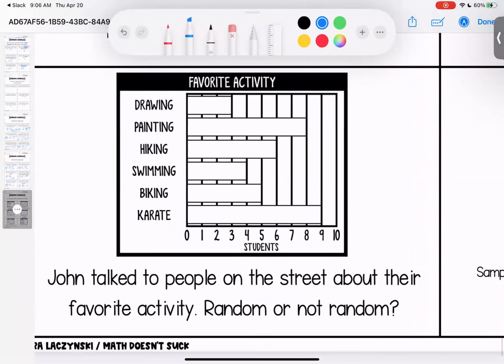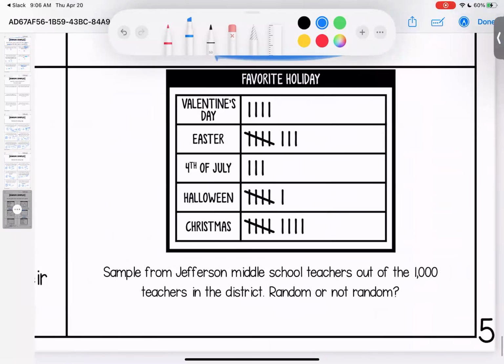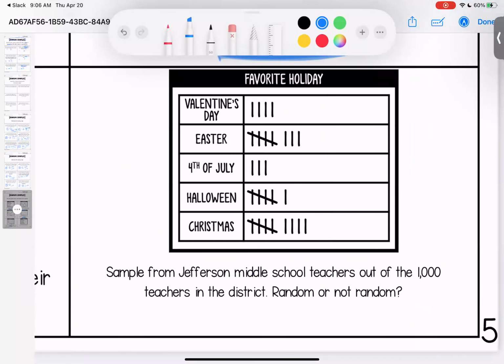John talked to people on the street about their favorite activity. Random or not random? Definitely random. He's talking to people on the street, not people that he knows, not seeking anyone out. And then a sample from Jefferson Middle School teachers out of 1,000 teachers in the district. Random or not random? This is not random. There's 1,000 teachers and we chose just one middle school. This is not going to be random.